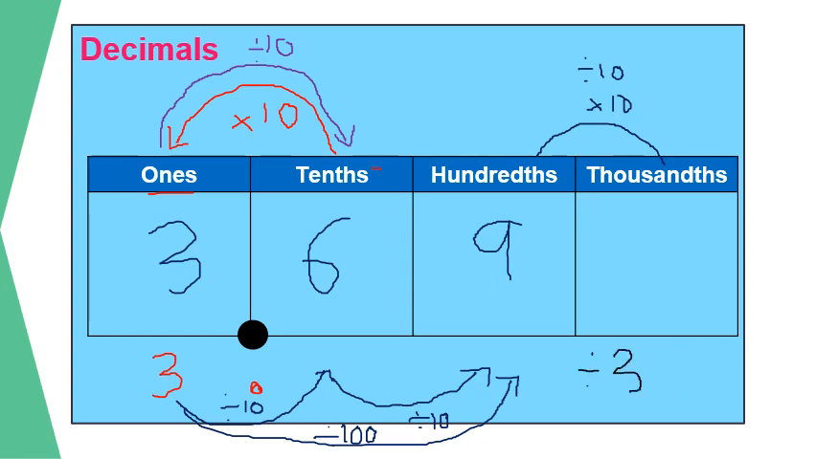So here this would be 1. This would become 2 because 6 divided by 3 is 2. And this would become 3 because 9 divided by 3 is 3. So it'd be 1.23.